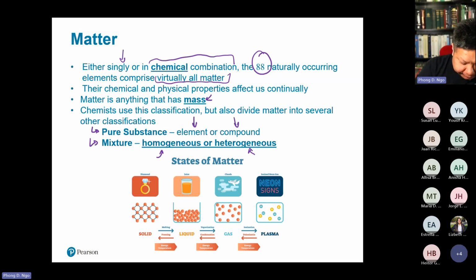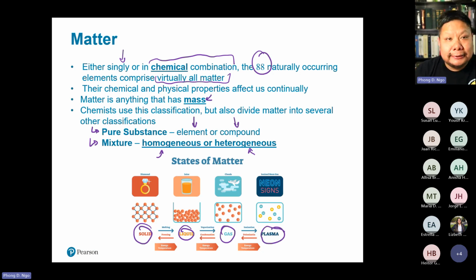If you don't already know, solid is a state of matter, liquid is a state of matter, and gas is a state of matter. And if you shoot some electricity through a gas, you can get plasma, which is also a state of matter.